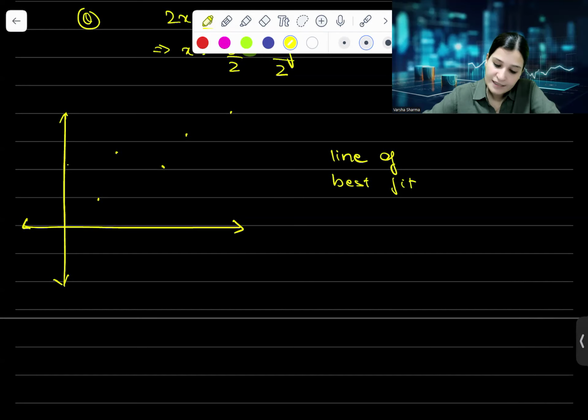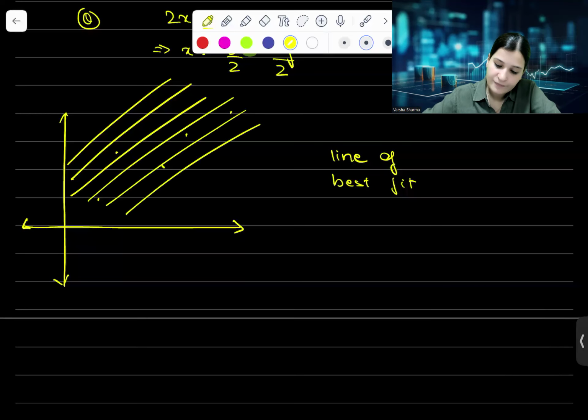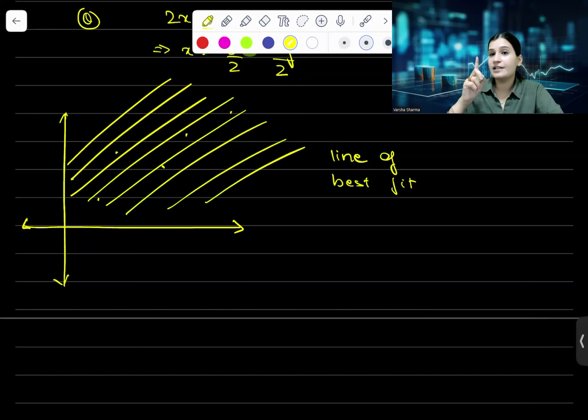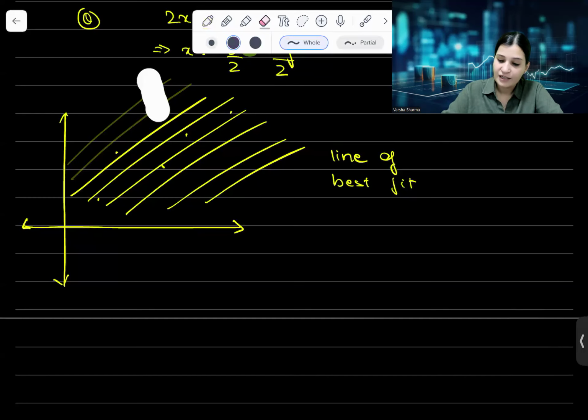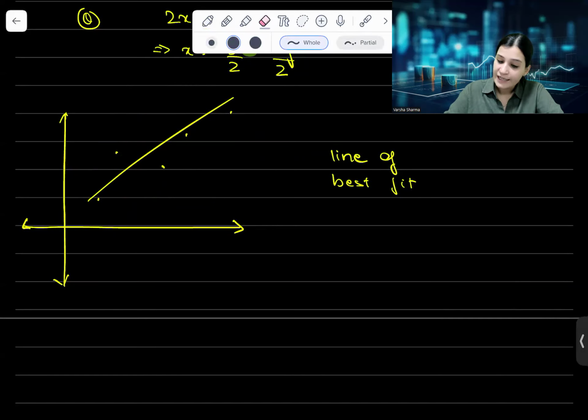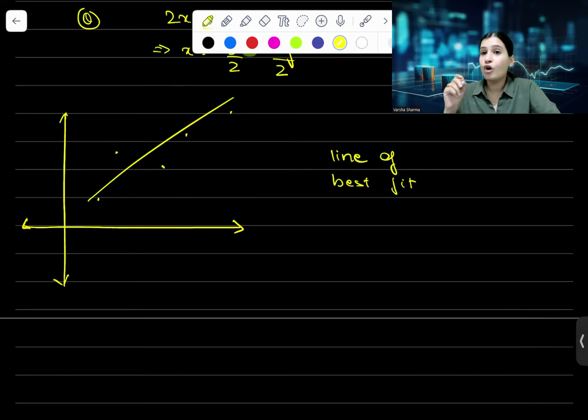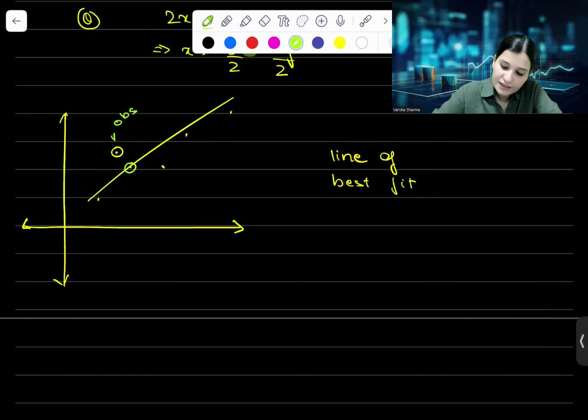What do I mean? There are several lines that we can take here, but only one of the lines will be known as the line of best fit. Which line will that be? The line through which the error or residue, basically the deviation, is minimum. So this is the actual value, and the line says the value is this. So this is your observed value and this is your expected value. The difference between these two, which we also used to call deviation, is now known as error or residue.